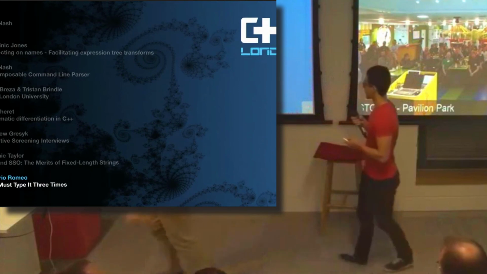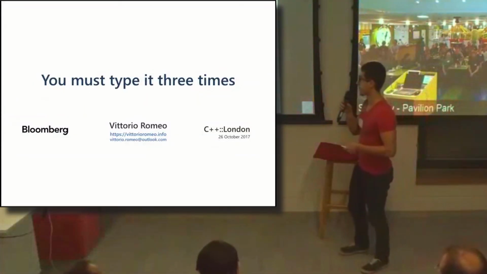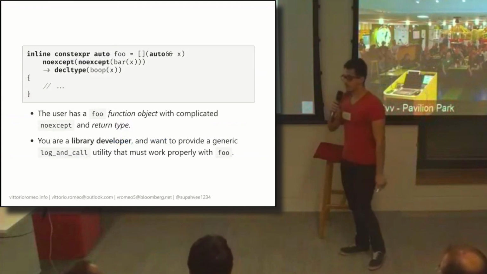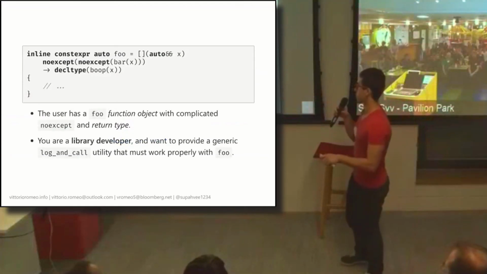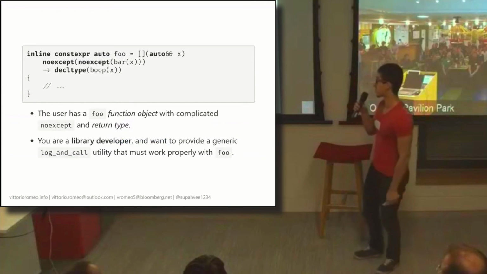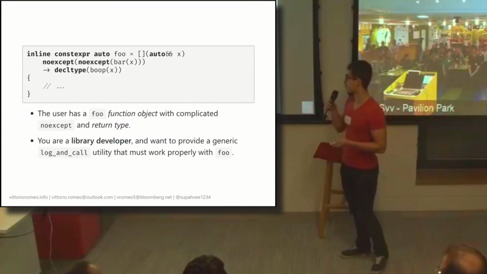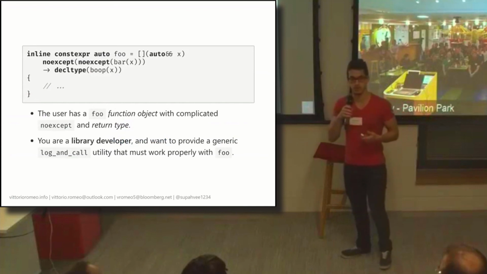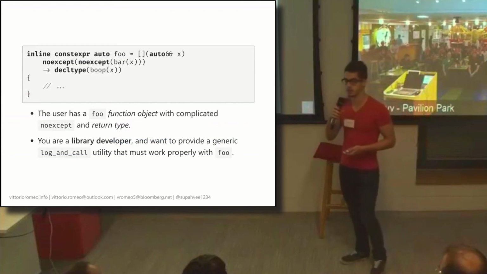Thank you, Phil. So, my name is Vittorio, I work at Bloomberg, and you must type it 3 times. Let's look at this talk from the perspective of a library developer. Your user has some foo function object, which has a complicated noexcept and some complicated return type. And you, as a developer of some very useful library, want to provide a generic wrapper that maybe logs something and then calls an arbitrary function passed by the user.